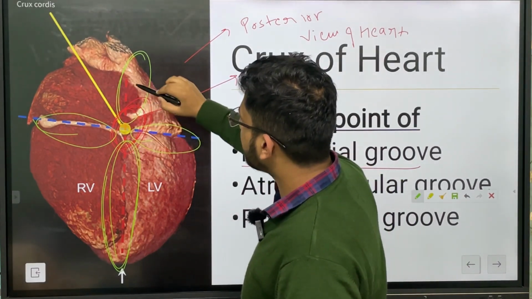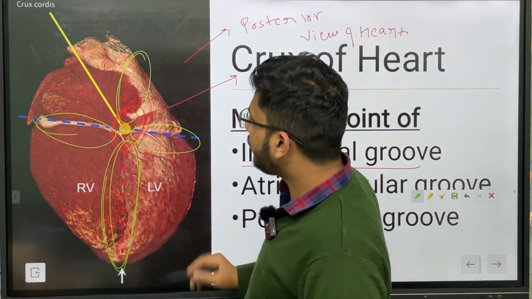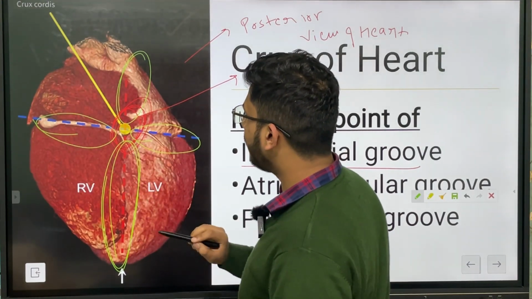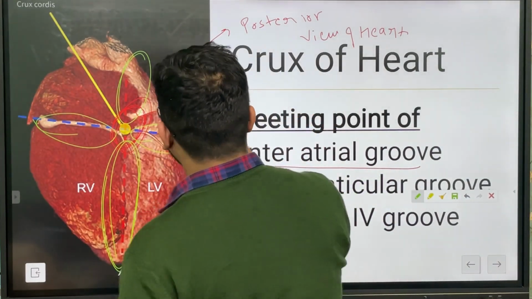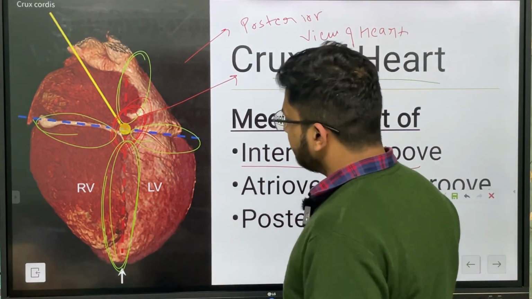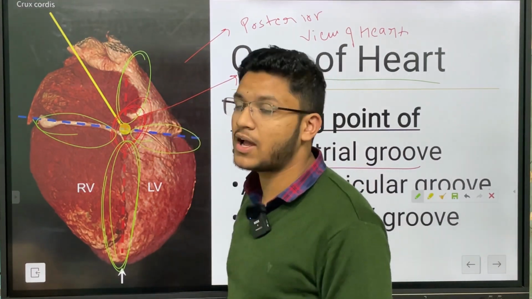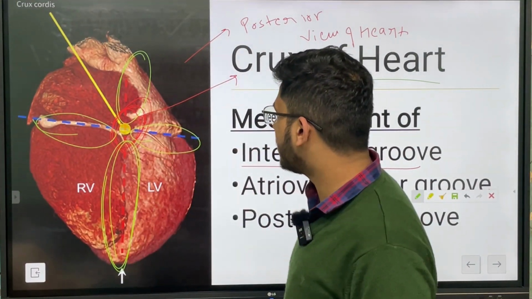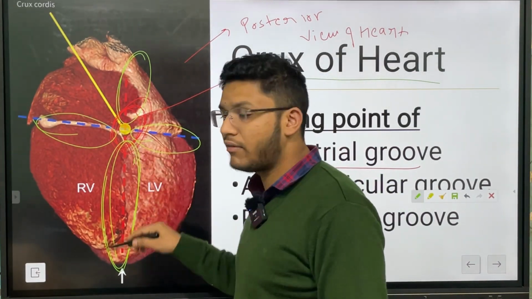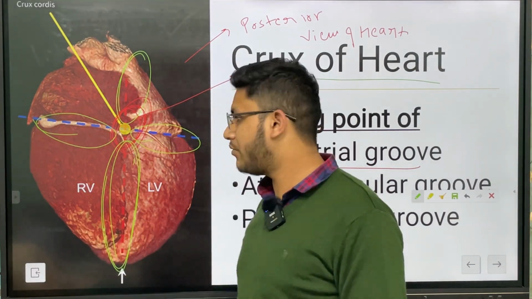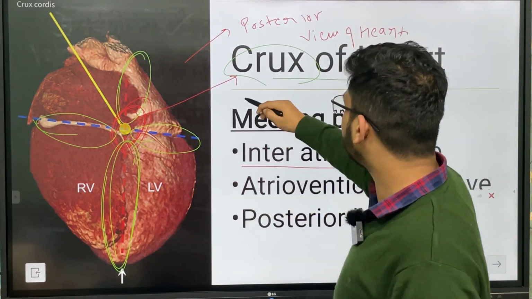So these three structures: one is the interatrial groove, this is the atrioventricular groove, right and left atrioventricular groove, and the last one is the interventricular groove or posterior interventricular groove. All these structures meet at this point, which is known as the crux of the heart. This is a very important topic when we discuss the blood supply of the heart. There we will discuss its importance. I just told you that this is the posterior interventricular groove, and here one artery runs which is known as the posterior interventricular artery, which you need to remember. So we discussed the crux of the heart and we completed this topic also.